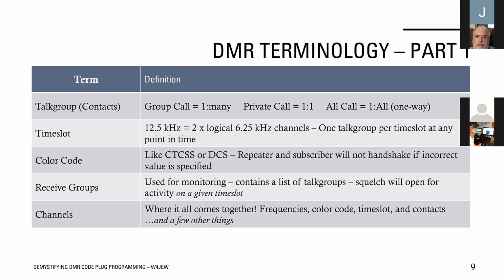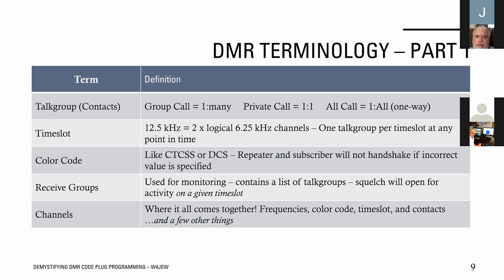But in other very highly dense populated areas, you may find that there are repeaters that are right on top of each other that are using the same frequency pairs. Well, color code will actually ensure that the repeater and the subscriber, what's a subscriber? It's the radio, the HT, the mobile device, but the repeater and the subscriber will not handshake. You couldn't even key up the radio if the color code is invalid.